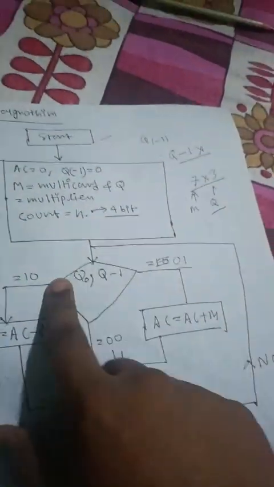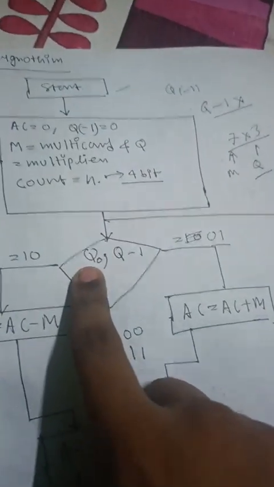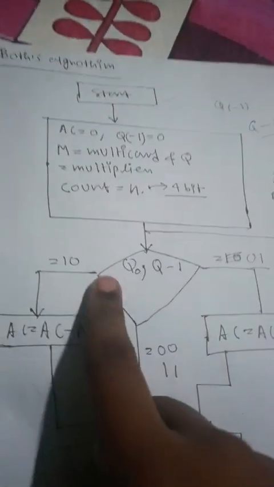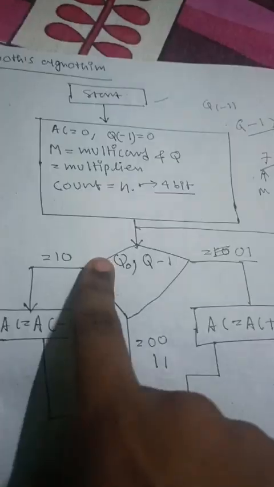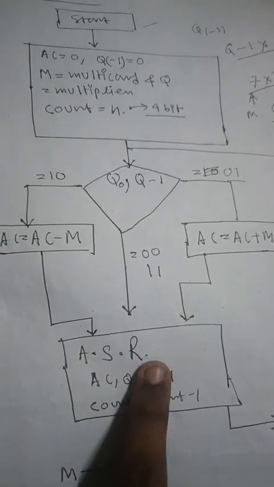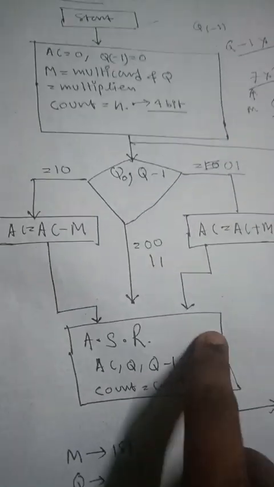when we do the problem again. But let me clarify the flowchart. It is a condition statement type that checks the condition, that is q and q minus 1. If q and q minus 1 come to be 1 0 or 0 1, if it came to be 1 0, it will do AC minus M. Okay, how it will do, we will see. And then there is a step written, that is ASR. And it will return AC, Q, Q1 and count equals count minus 1.